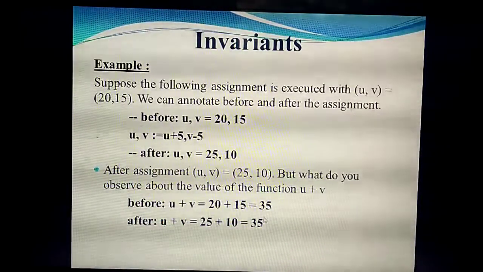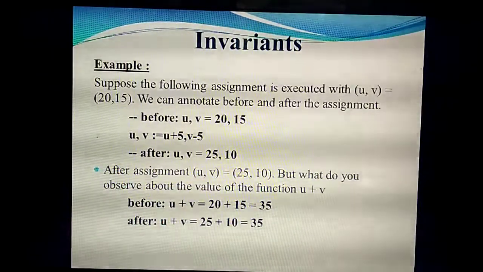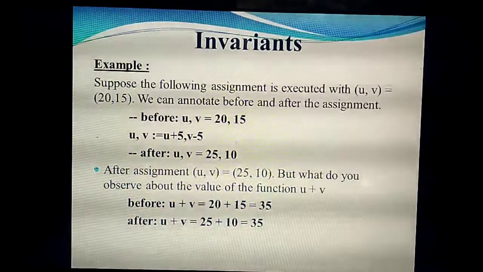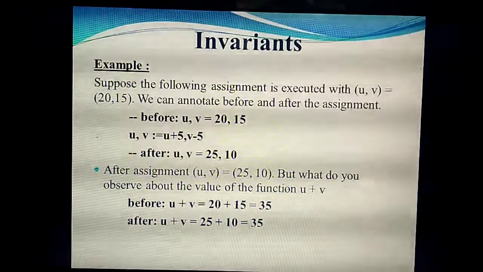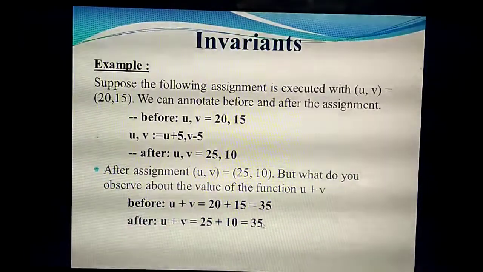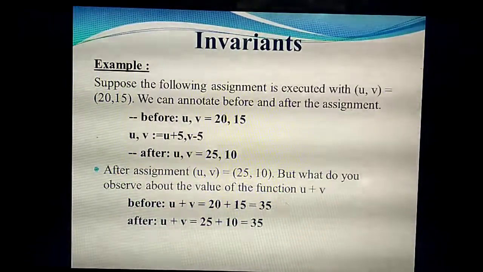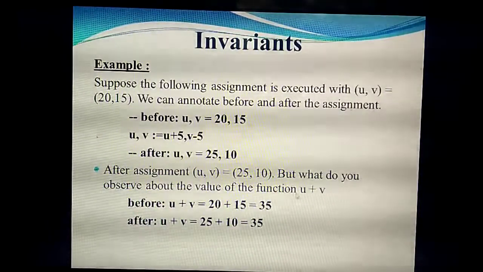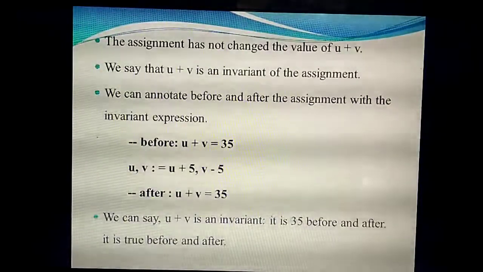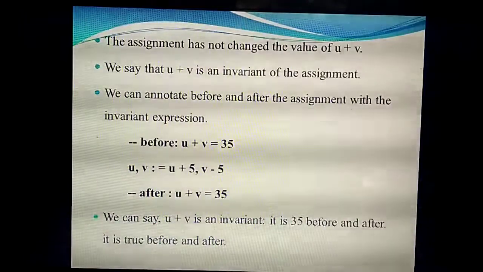Understand? So before the assignment, before assigning the value 5, you are getting the answer 35. After assigning some values to this u and v, after the modification also you are getting the same answer 35. Understand? Like this, if you get the same answer, you can say this is an invariant. Understand what is meant by invariant? So that is what they are telling. So the assignment has not changed the value of u plus v.